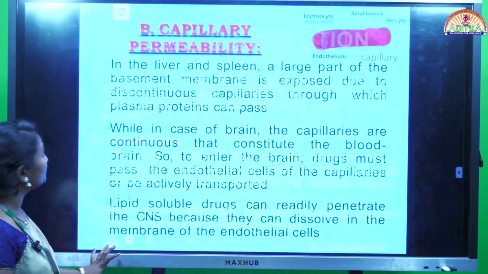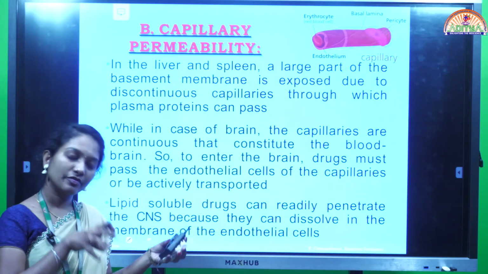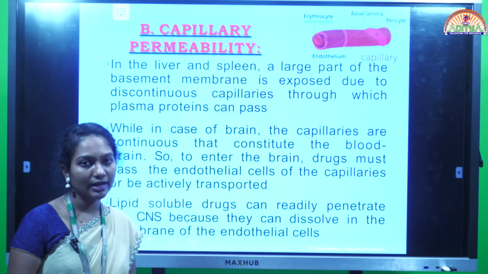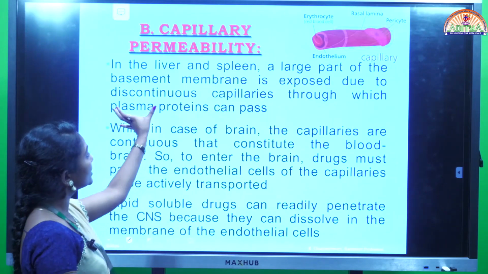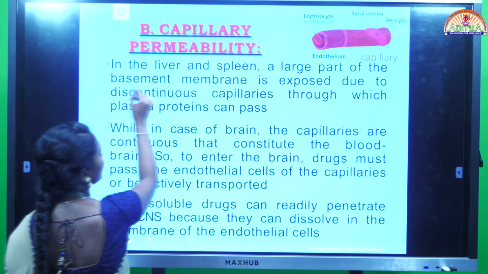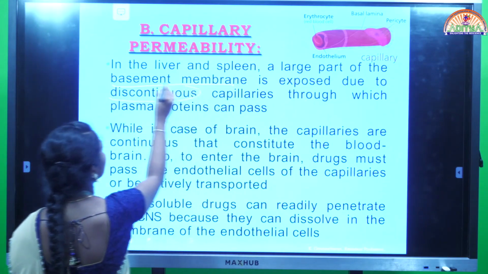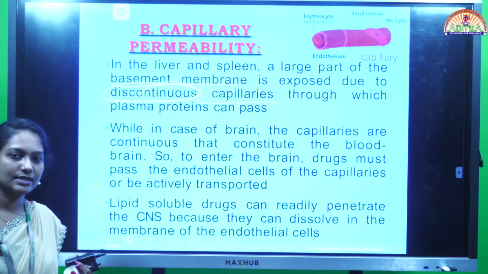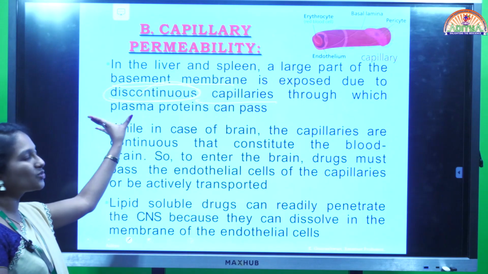Next is capillary permeability. We have just now mentioned the organs, right? The highly perfused organs are the liver and the brain. Within the liver we will also have some variation, because in the liver or spleen there is no basement membrane, so they have discontinuous capillaries. Within these discontinuous capillaries, the plasma proteins can pass. So that is within the liver.